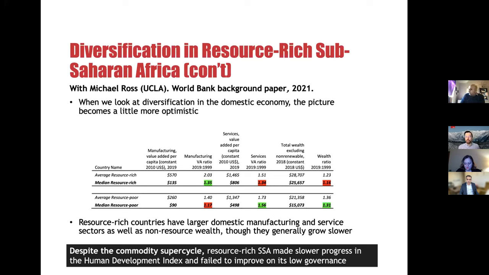And for resource-rich countries, we also looked at measures of the broader national correlates of prosperity. Resource-rich countries made slower progress in the Human Development Index, albeit they made fairly close and significant progress. And both groups of countries failed to improve on their governance scores. But for resource-rich countries, those governance scores were much lower to begin with.